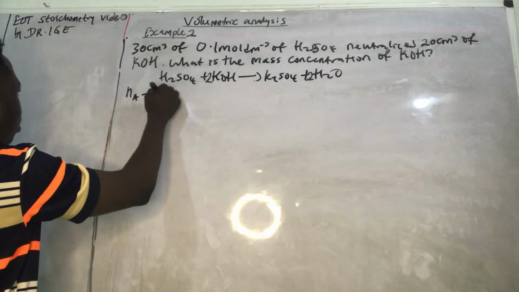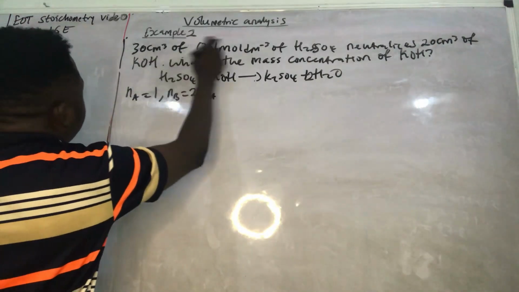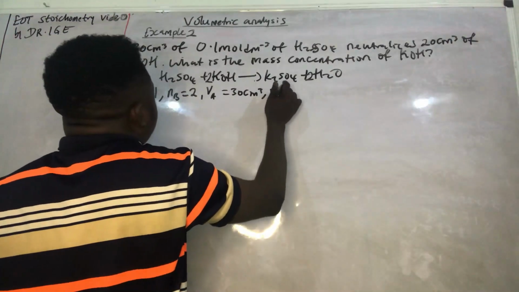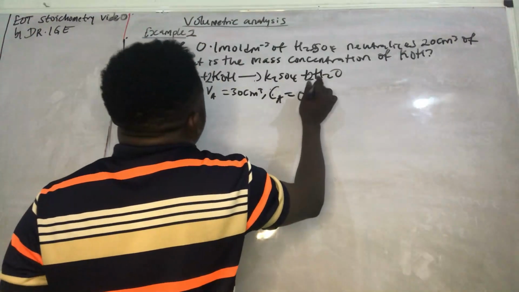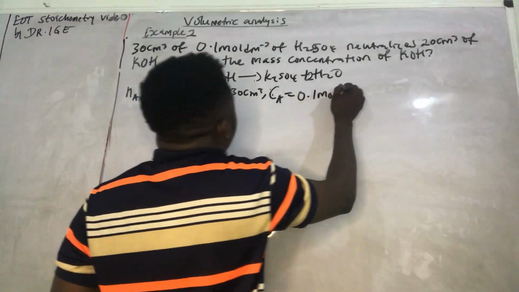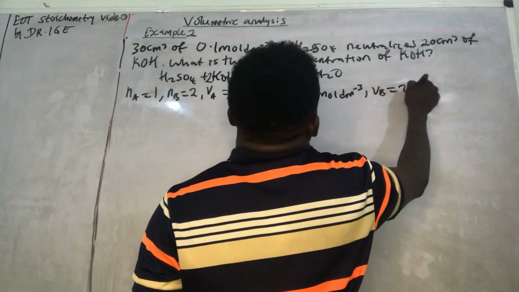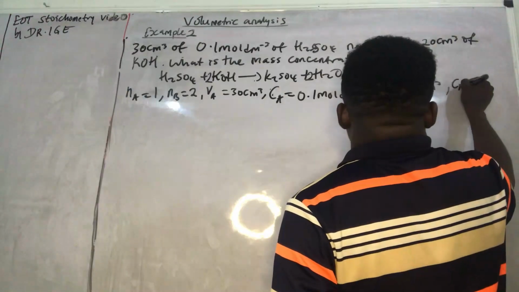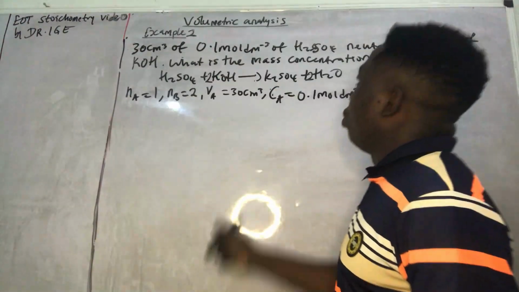So it means Na, the number of the acid, is 1, Nb is 2. Va, the volume of the acid, is 30 cm cube. What about Ca? Ca is 0.1 mole per dm cube. What did they give to us? They gave us Vb as 20 cm cube. They were looking for Cb first of all, but that's not what they will ask us finally.